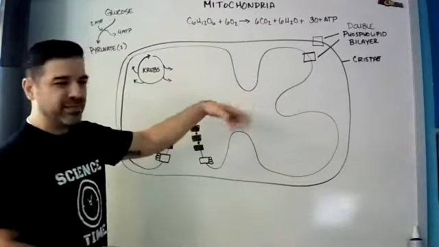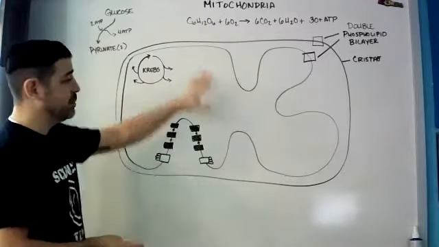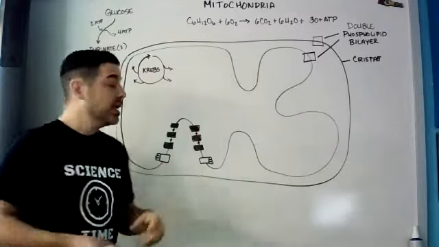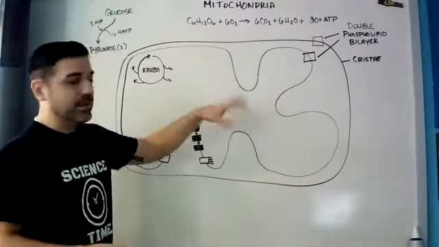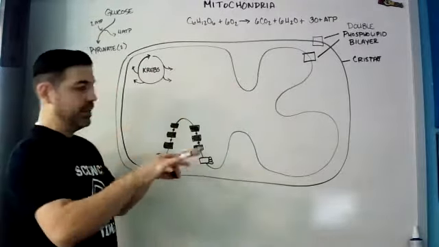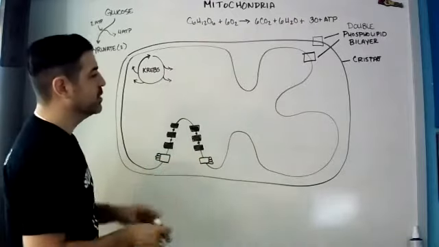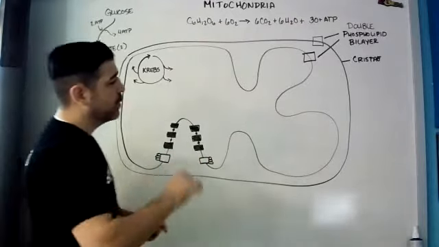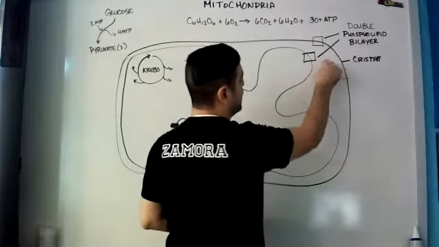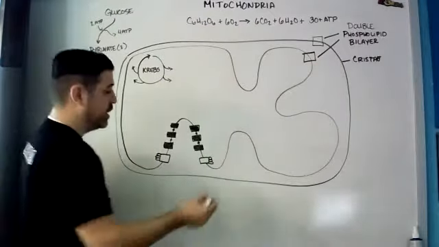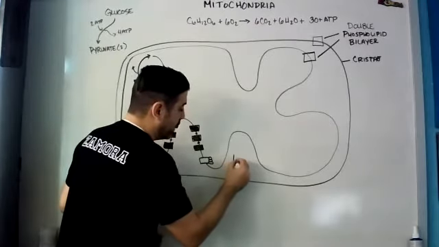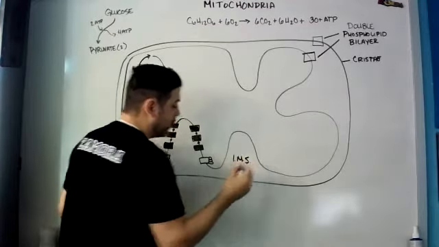Now, I've minimized the amount of folds in there just to create some space so we can fill out the information we need to know regarding the synthesis of ATP. So keep in mind, I've really minimized the folds here. It should be a lot more folded than this. All right, so moving forward, we have space in between these two membranes that we're going to refer to as the intermembrane space. I'm going to abbreviate it IMS for short.